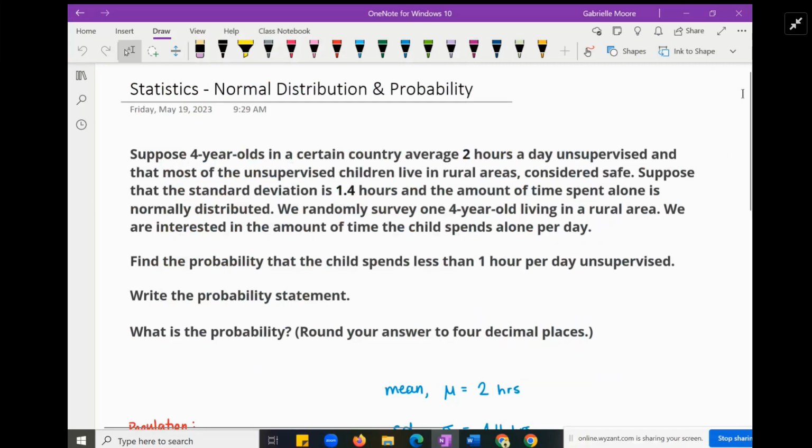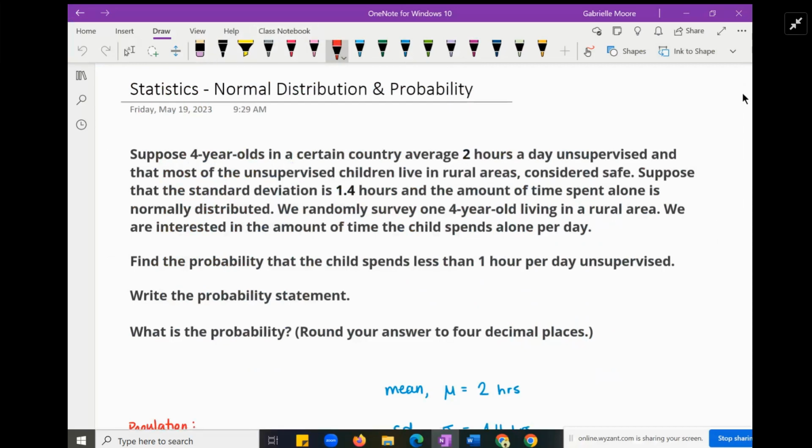And so we are interested in the amount of time the child spends alone per day. It says to find the probability that the child spends less than 1 hour per day unsupervised. So, what is the chance that a single child spends less than an hour per day unsupervised? They also want us to write out the probability statement, which we'll definitely do in the process. And of course, answer the question of what is that probability?